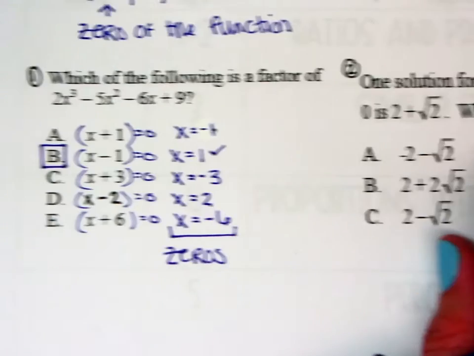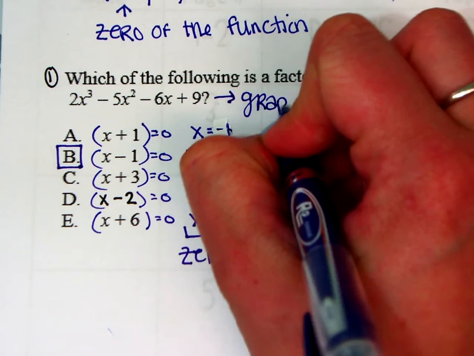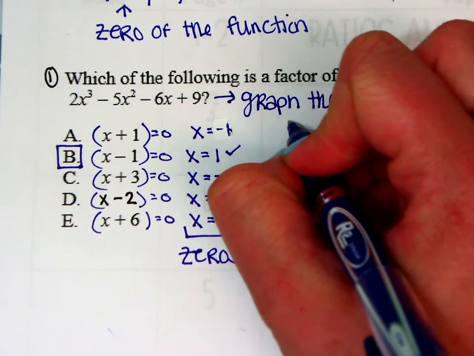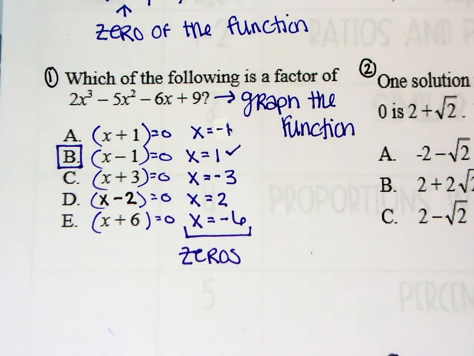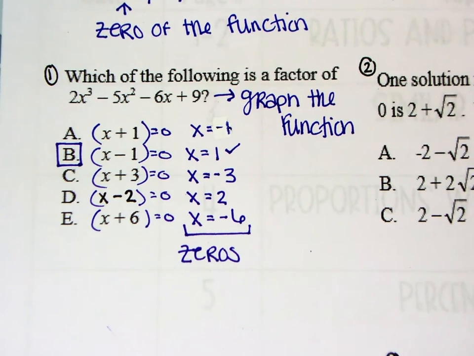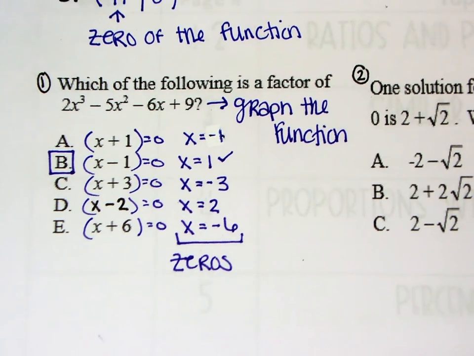So what you want to do is graph the function. It makes it a lot easier, unless you're like, yeah, I would love to factor by grouping that. You don't have to if you don't want to. Factor by grouping is an option, but you don't have to do that. It would be a pain.